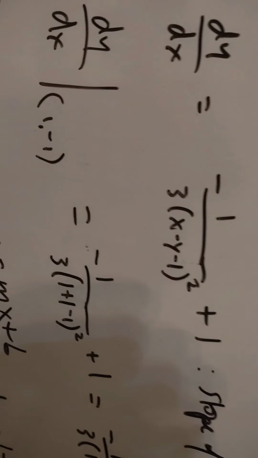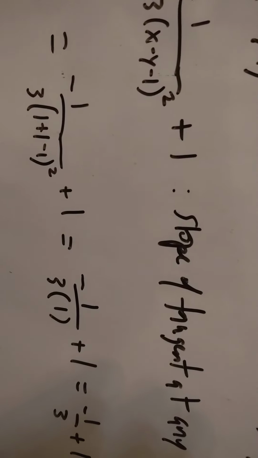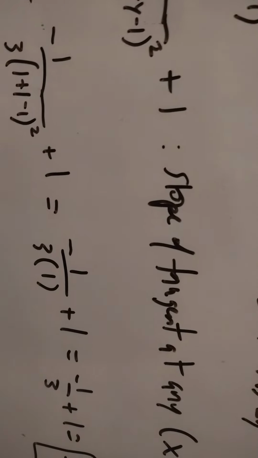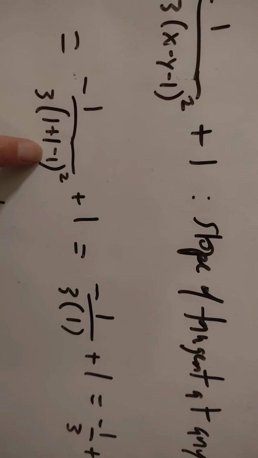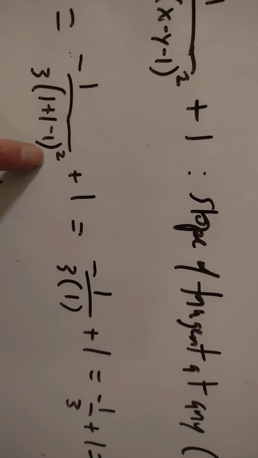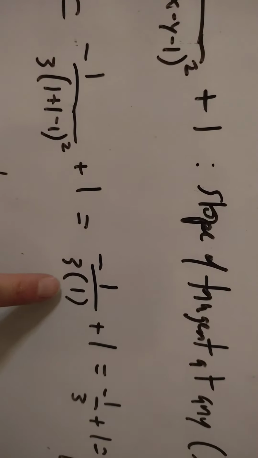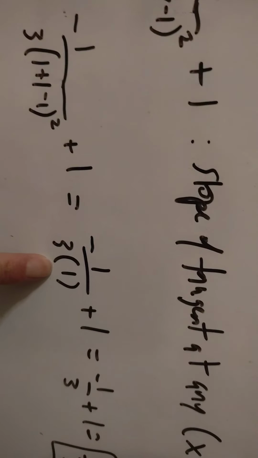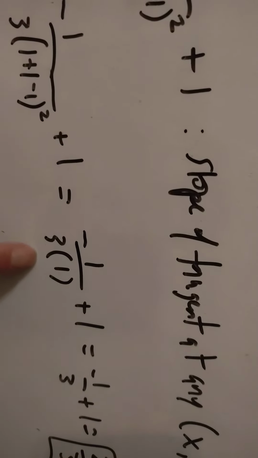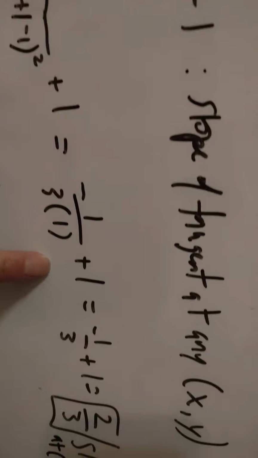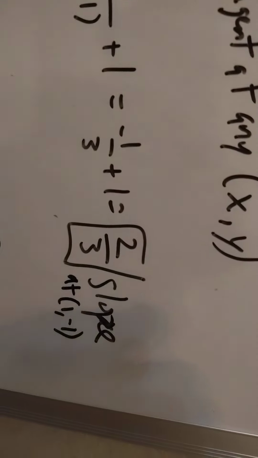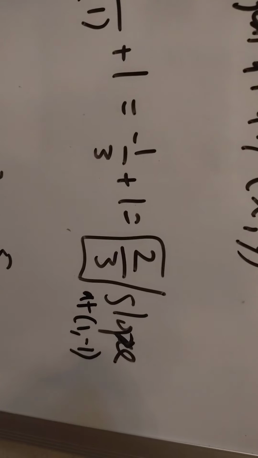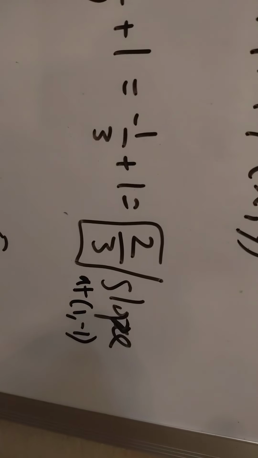Okay, and then just simplify this. So this is going to be a -1 over 3 times 1, because 1 plus 1 is 2, 2 minus 1 is 1, and then 1 squared is still 1. So that's where that 1 came from. And then this is just going to be -1/3 plus 1. And what's -1/3 plus 1? A positive 2/3. So that is the slope of the tangent line at that point, (1, -1).